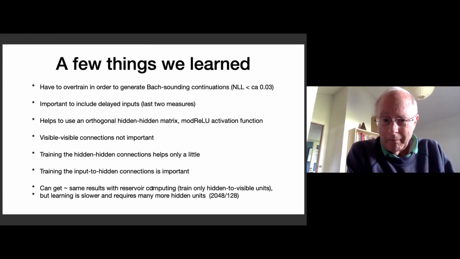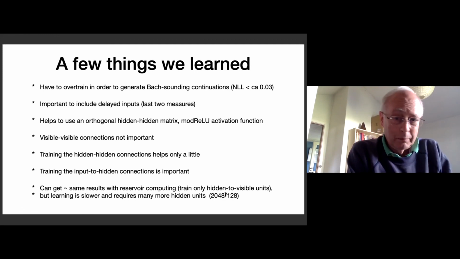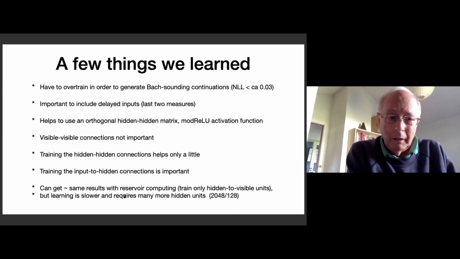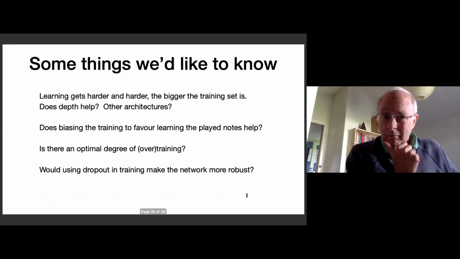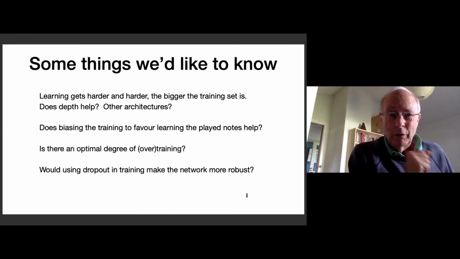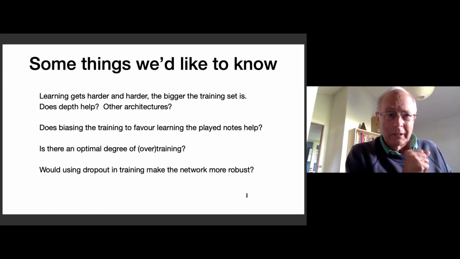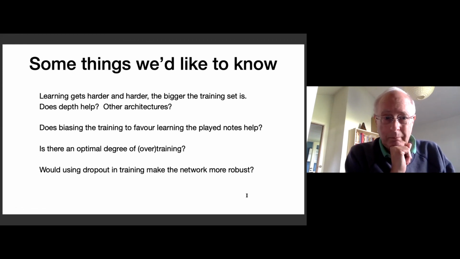We could get almost the same kind of results with reservoir computing, where you only train the hidden to visible units, the Ks. But it's much slower to train and requires many more hidden units, a factor of 16 in some examples. So there's some things we'd like to know. We're just sort of scratching the surface of this. One is that, as you might guess, learning gets harder and harder the bigger the training set is. So we're wondering, does depth help? Other architectures, we started to explore those.